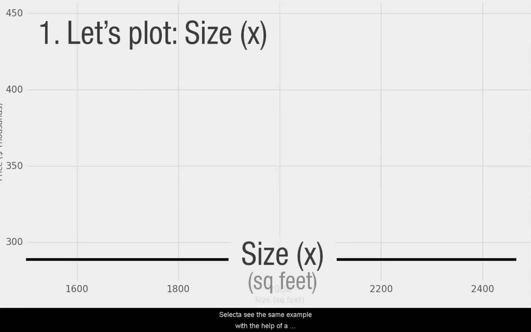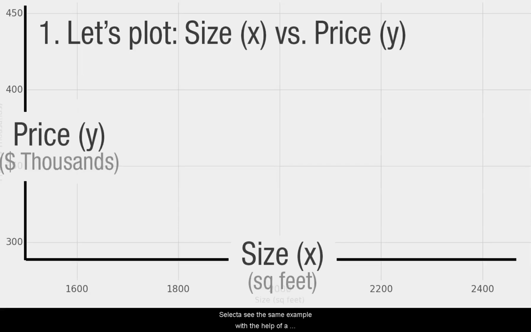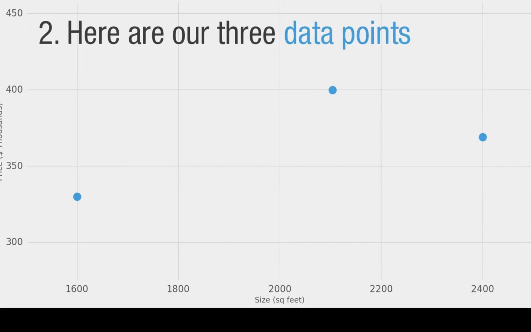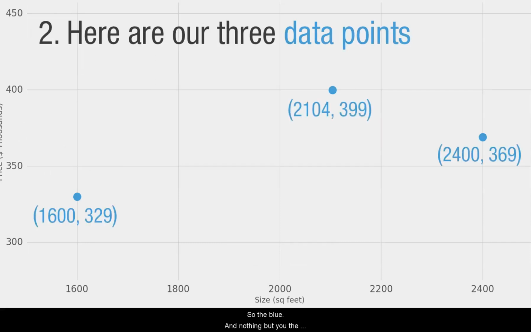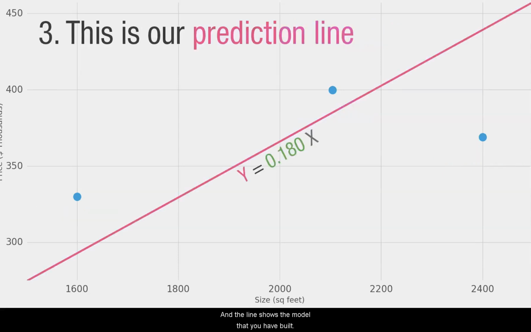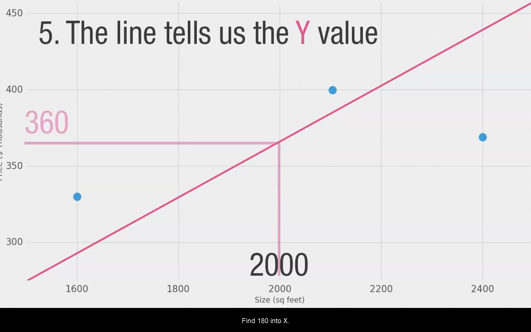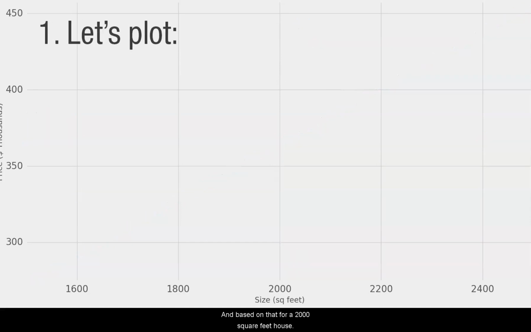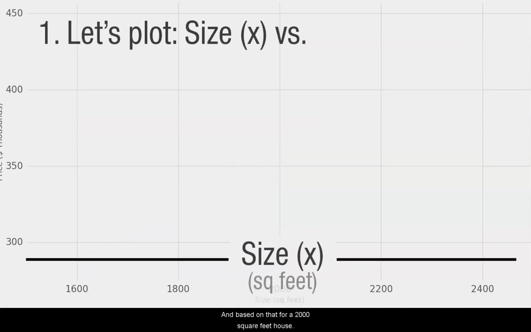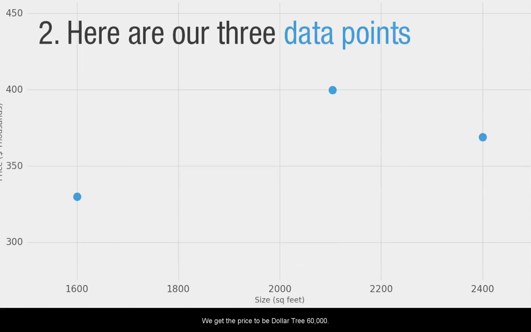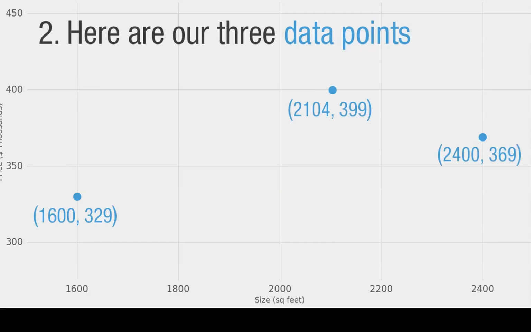So let us see the same example with the help of a simple animation. The blue dots are nothing but the 3 data points you have collected, and the line shows the model that you have built, which is based on y is equal to 0.180 into x, and based on that, for a 2000 square feet house, we get the price to be $360,000.